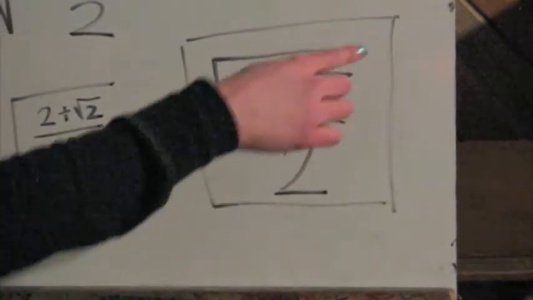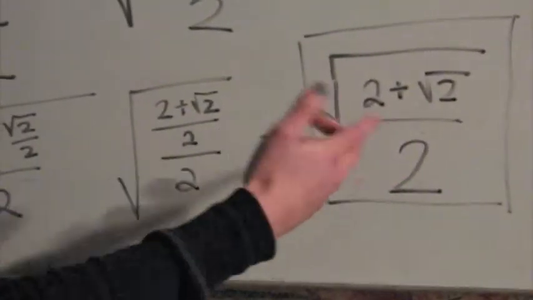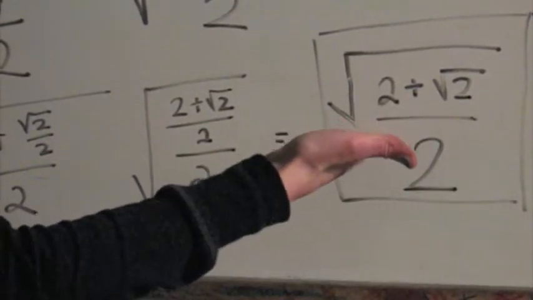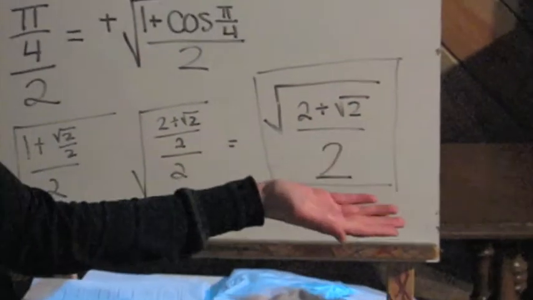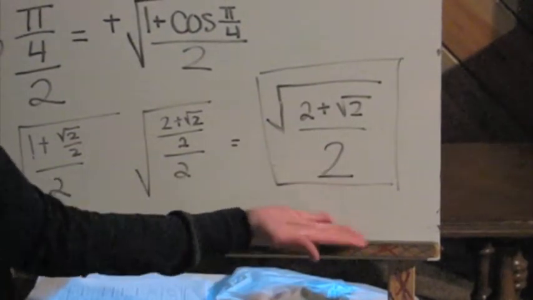And then you can take the square root of the top over the square root of the bottom. So the square root of the top is the square root of 2 plus root 2, over the square root of 4, which is 2. So that's your answer.